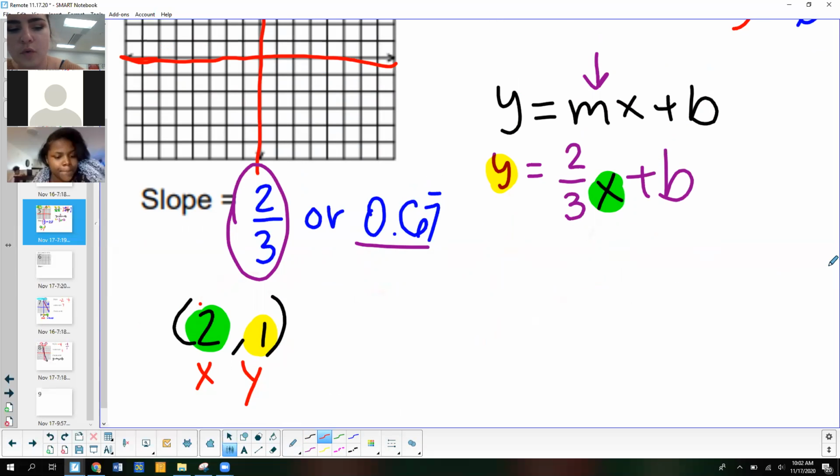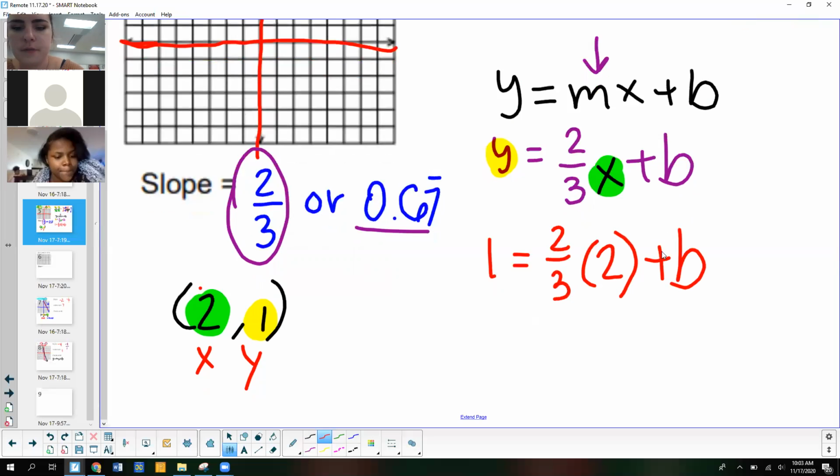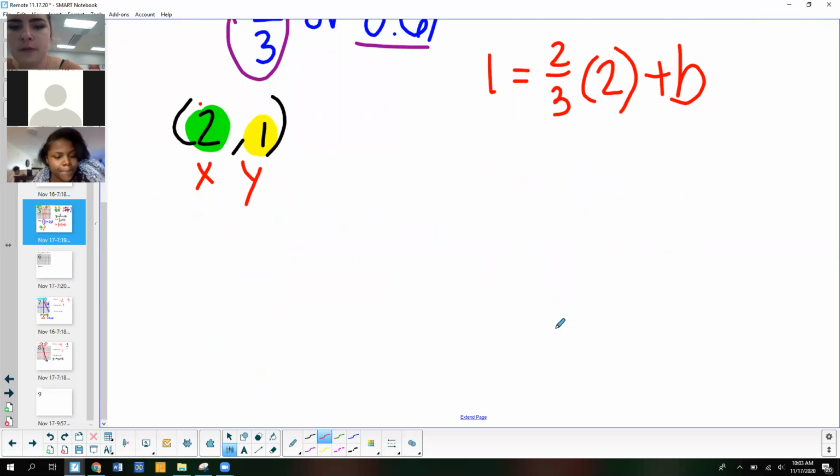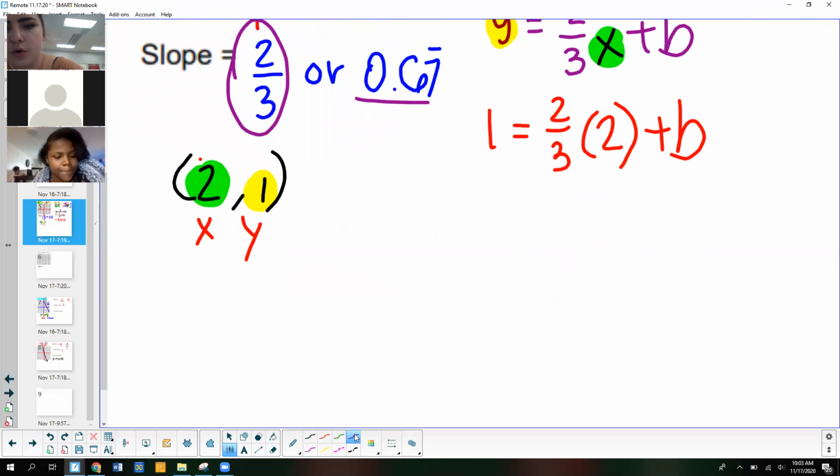So I'm going to plug in 1 for y equals 2/3 times x. In this case, it's going to be positive 2 plus b. We don't know b. We're trying to solve for b. All right. Now I'm going to keep going. I've got 1 equals, what's 2/3 times 2? So 2/3 times 2.